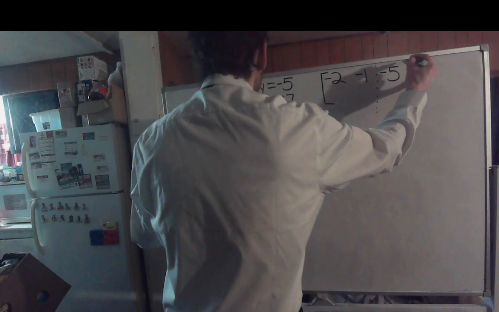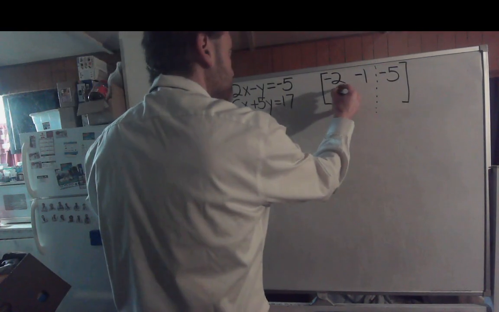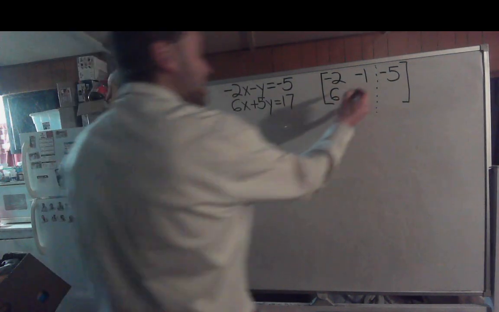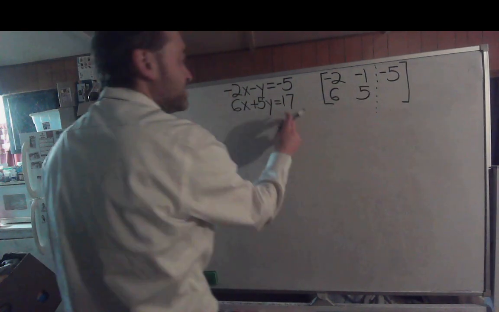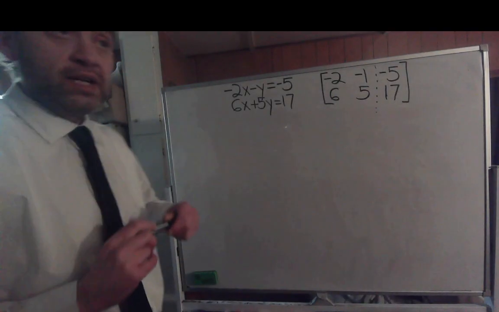All right, so now I'm going to do my second row. The coefficient of the x variable is 6. Coefficient of the y variable is 5. Then I'll put that 17 to the right of the line of augmentation. All right, so there's my augmented matrix.